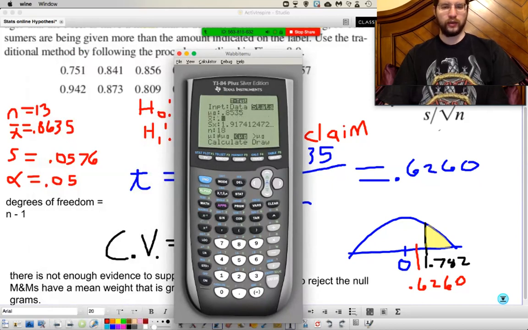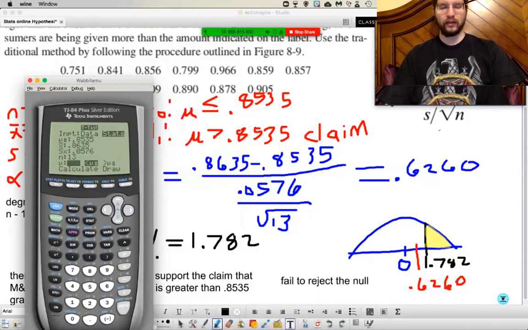X bar is 0.8635. S, notice they even have the S here, not the sigma, is 0.0576. And N was 13. And in this case, we have a right tail. Again, that always comes from the alternative hypothesis.